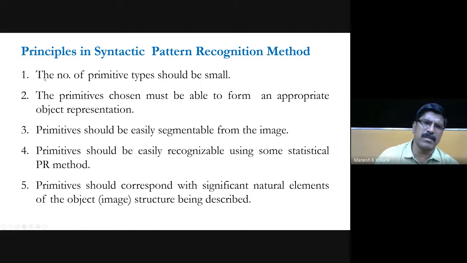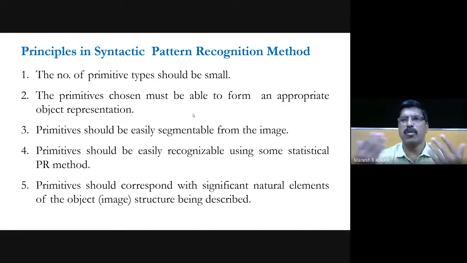The second principle is that the primitives chosen must be able to form an appropriate object representation. As I explained, suppose for example I have a skeleton like this one, and then a shape like this one. Here a primitive like this one, then a horizontal line, and then this one. These 3 primitives are sufficient for representing that object. So the primitives chosen must be able to form an appropriate object representation. That is the second principle.